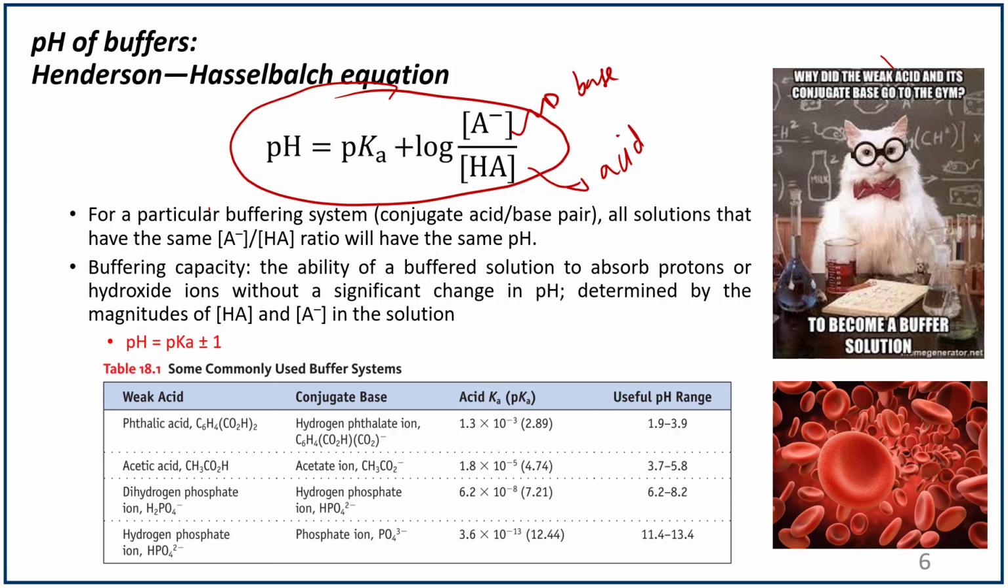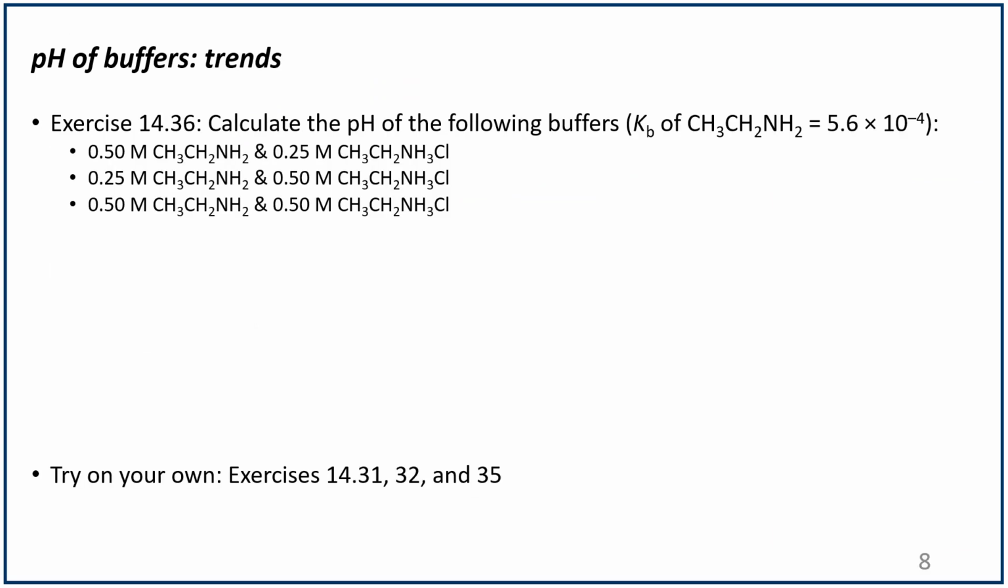So let's go and answer these questions. Calculate the pH of the following buffers. Okay, you're given that the Kb of ethylamine is 5.6 times 10 to the negative 4. So again, the only form of the Henderson-Hasselbalch equation that we're going to use is pH is equal to pKa plus log of base over acid.